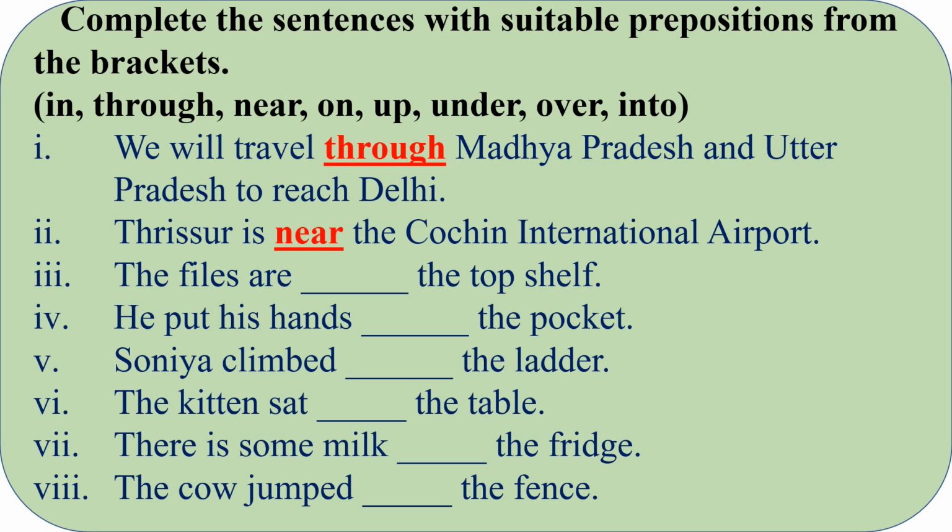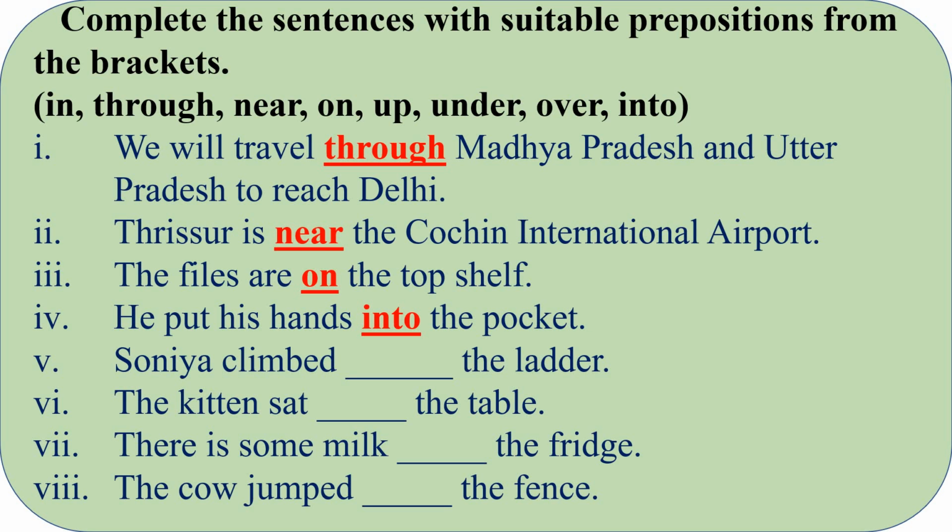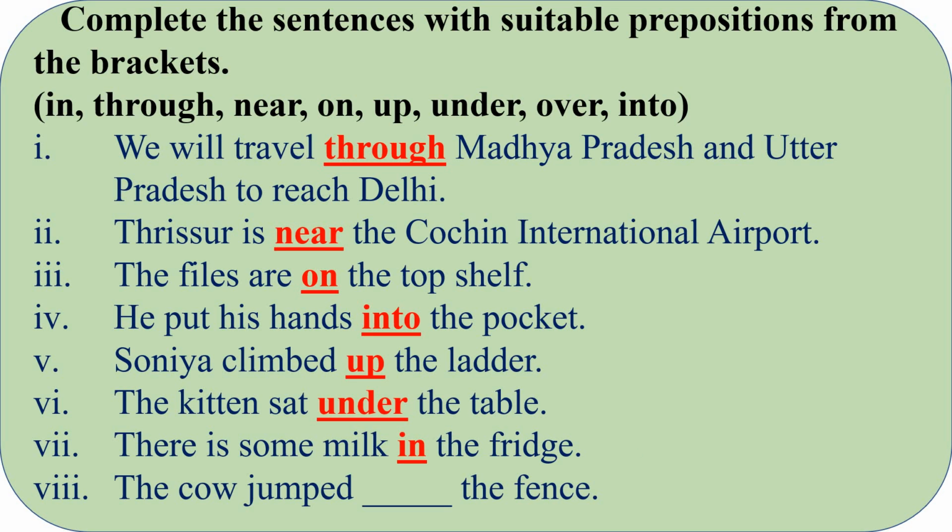Thrissur is near the Cochin International Airport. The files are on the top shelf. He put his hands into the pocket. Sonia climbed up the ladder. The kitten sat under the table. There is some milk in the fridge. The cow jumped over the fence. In this way, you have to choose the most suitable preposition and complete the sentences.